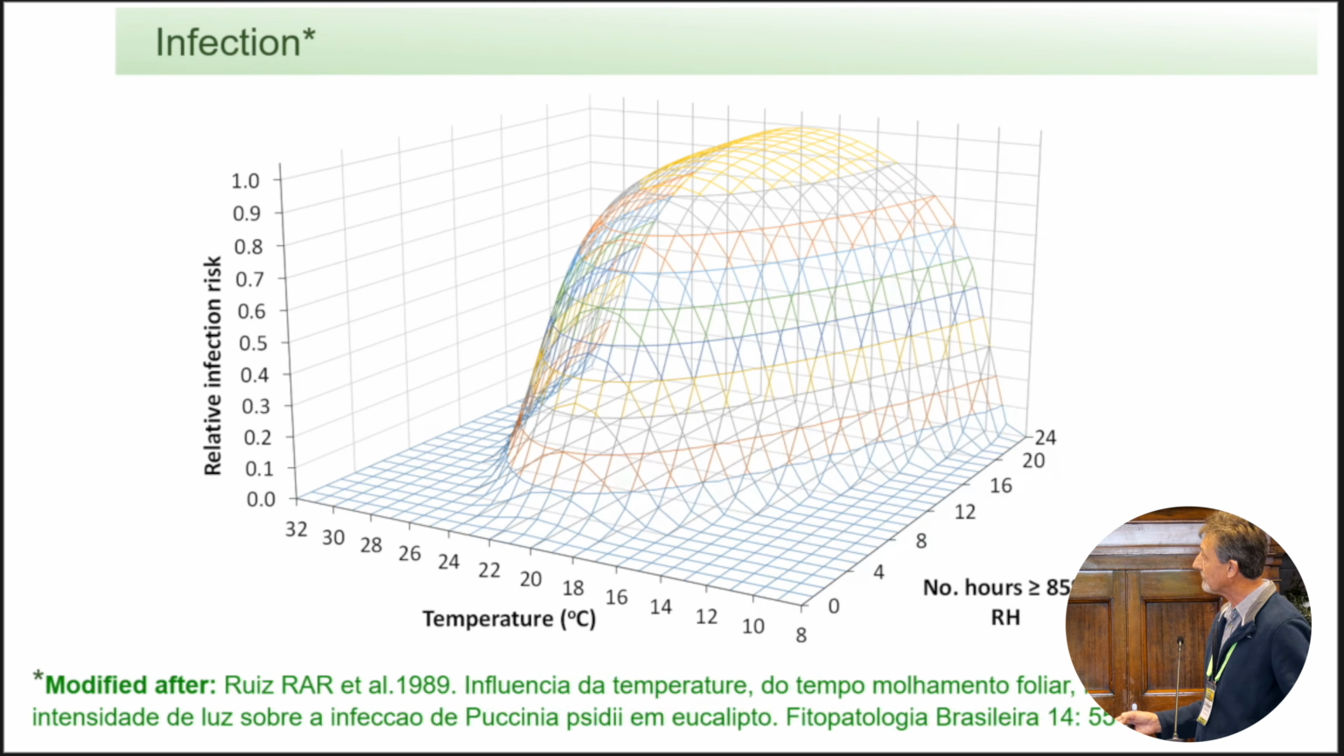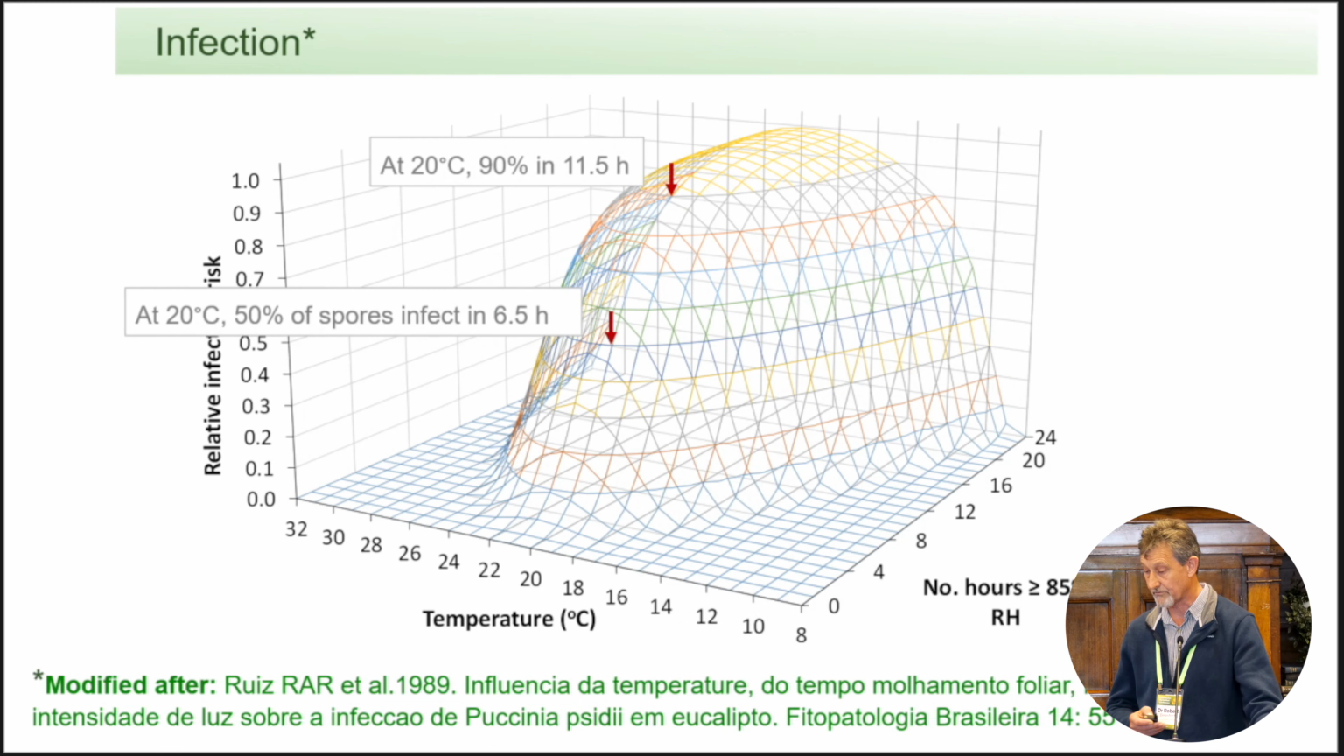And at temperatures around the optimum of about 20 degrees C, 50% of spores can actually infect within 6.5 hours, so it's a pretty fast process actually. And then at 20 degrees, 90% of infections happened in just over 11 hours.